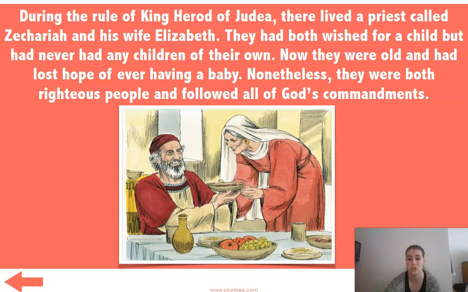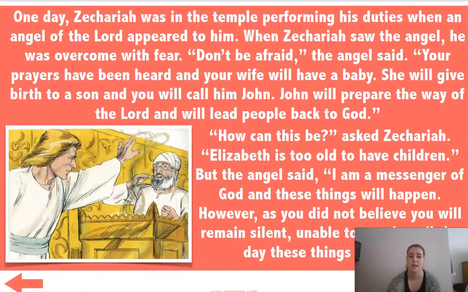Now they'd both wished for a child, but had never been blessed with any of their own. Now, they were old and had lost hope of ever having a baby, but nonetheless, they were both very righteous people and followed all of God's commandments. Now, one day, Zechariah was in the temple performing his duties when an angel of the Lord appeared to him.